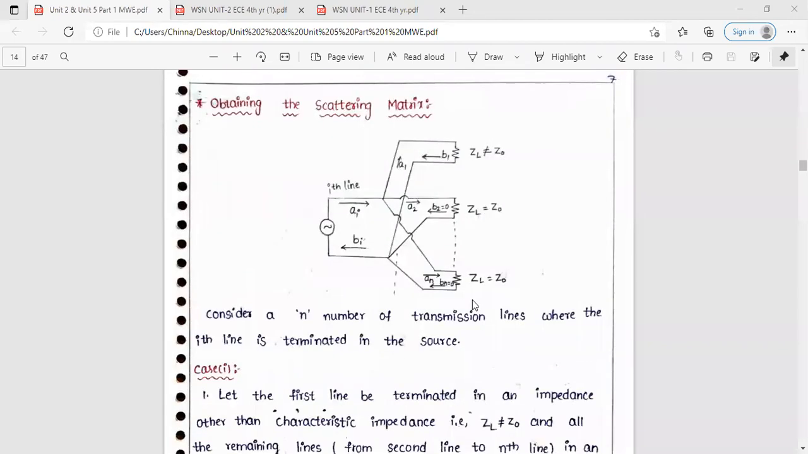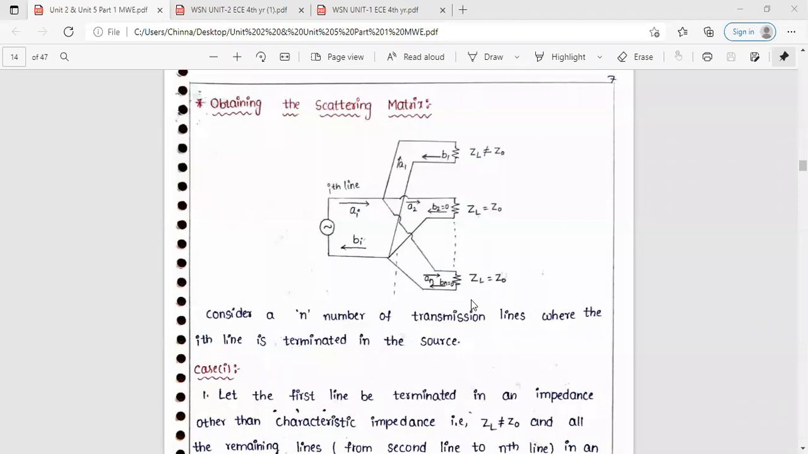To obtain the S parameters, we are taking some representation here. In the diagram, we have n transmission lines present. Only the ith line will be terminated to the source. I am considering n transmission lines, and only the ith line will be connected to the source.